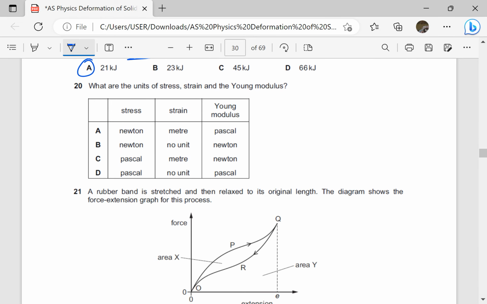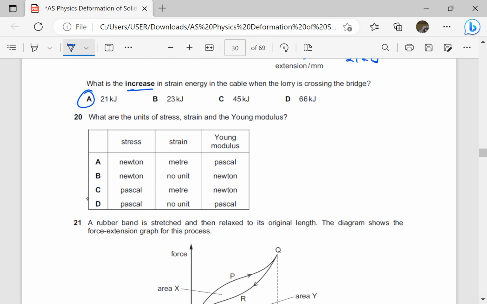What are the units of stress, strain, and Young modulus? For strain, there is no unit. So this one is wrong, that one is wrong. For Young modulus, it can be pascals. For stress, it can also be pascals. So the answer is going to be D. Stress is pascals, strain no units, Young modulus pascals.